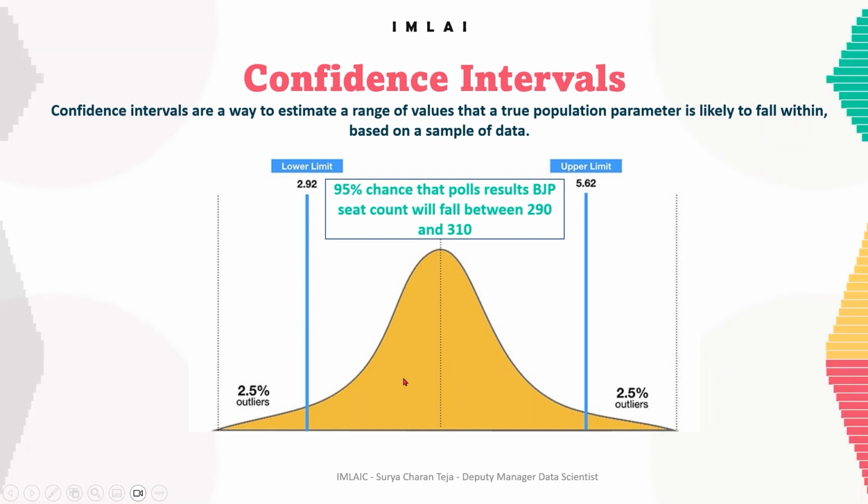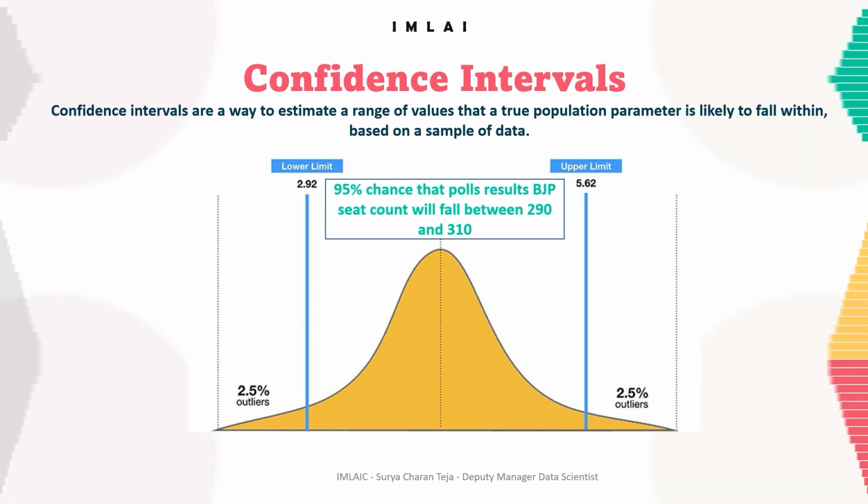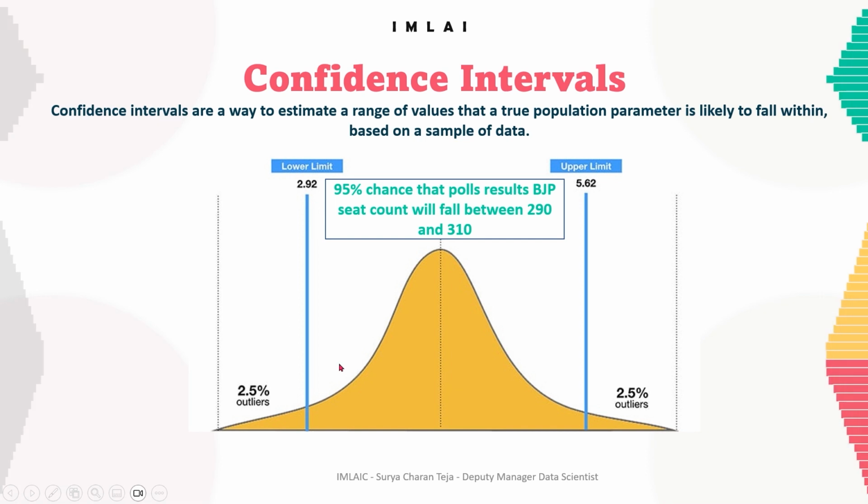You might calculate a 95% confidence interval. See here, exactly at the center it's 170 centimeters. Then one standard deviation, two standard deviations, and three standard deviations: 175, 180, and 185. And here 165, 160, and 155. So let's take a 95% confidence interval. We might calculate a 95% confidence interval of 165 centimeters to 175 centimeters.